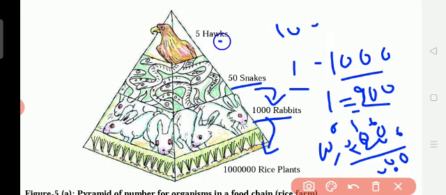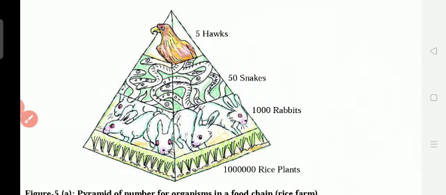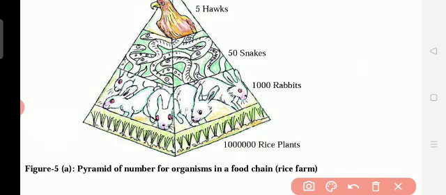Understand? So the next one, 5 hogs are depending on the 50 snakes, so each hog can eat 10 snakes. Okay, so 50 it will become. So like that, as we go to the top of the pyramid, the energy flow will decrease according to the number present. Okay, so it depends upon the energy.